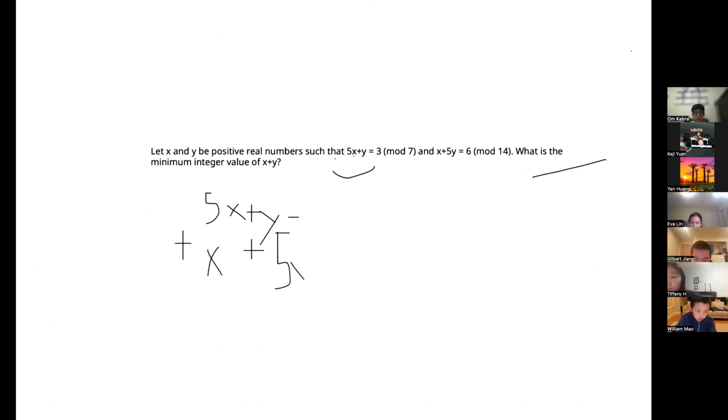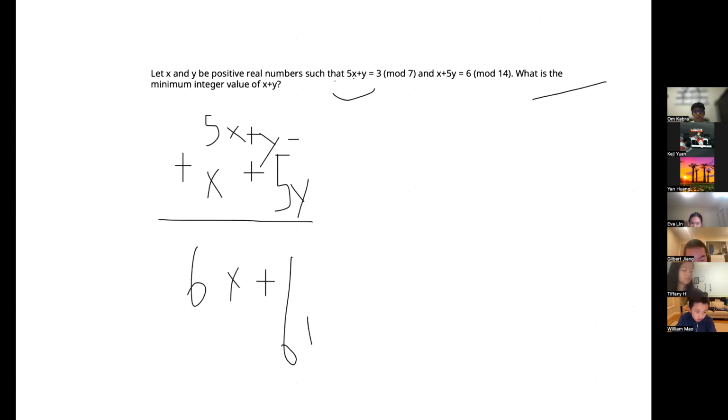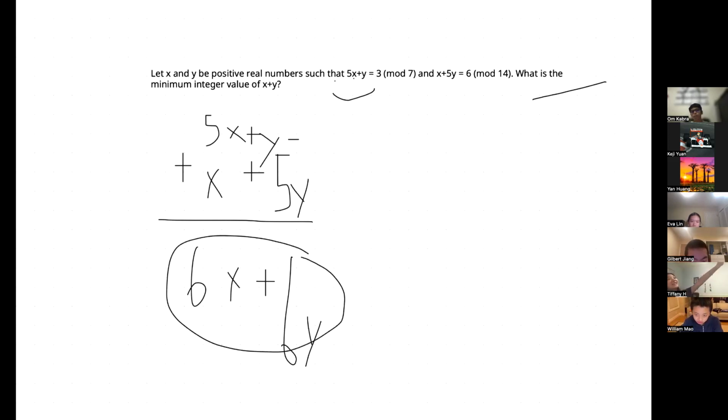So when we add these two equations, just the 5x plus y and x plus 5y part, we get 6x plus 6y, and that is 6 times what we need to find. So this must be divisible by 6 because it asks for the integer value.